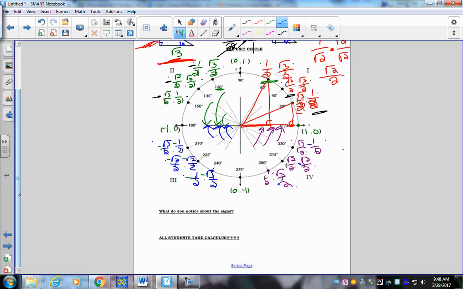All right, so let's talk about our signs. Let's make a little chart. Q1, Q2, Q3, Q4. So what we're going to do is we're going to state where things are positive.